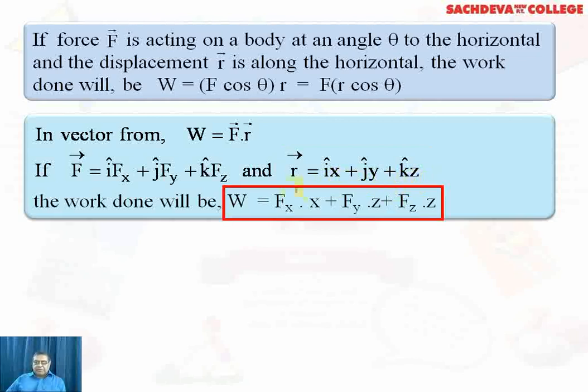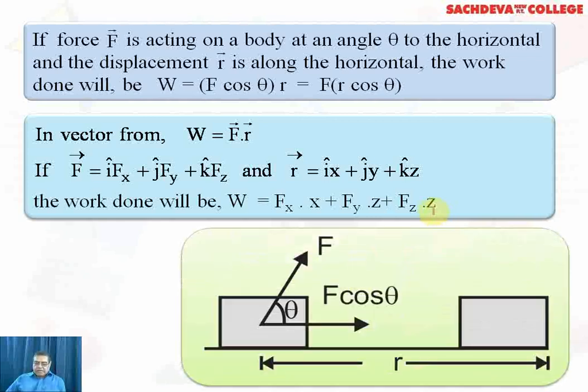The work done will be Fx into x, Fy into y and Fz into z. So x, y and z are representing the displacements along the x-axis, the y-axis and the z-axis, and we will find Fx, Fy and Fz, the forces along the x-axis, the y-axis and the z-axis. The same is clear from this figure.